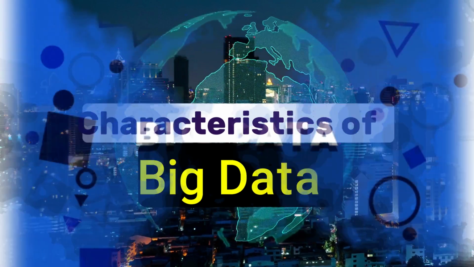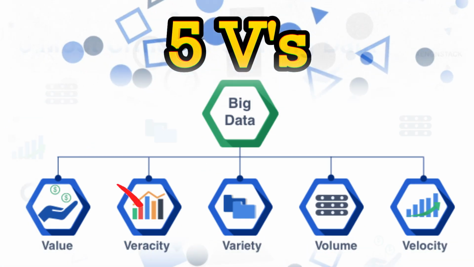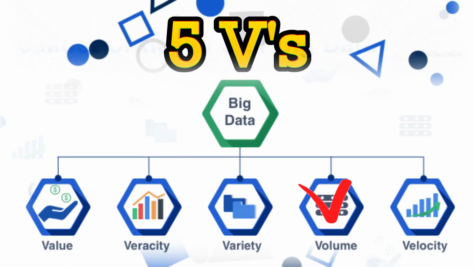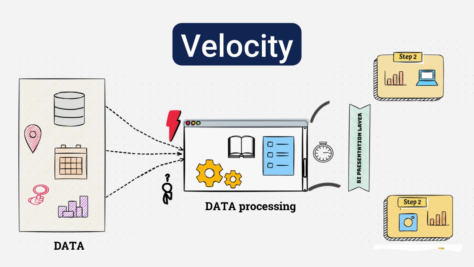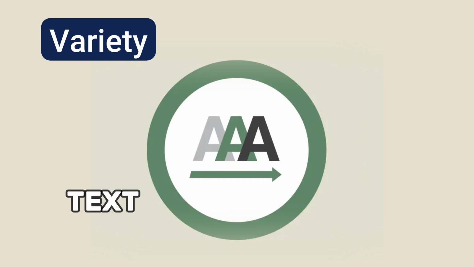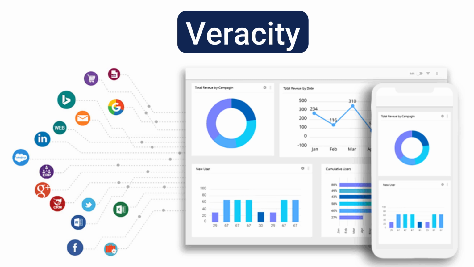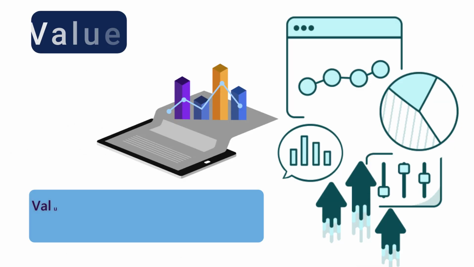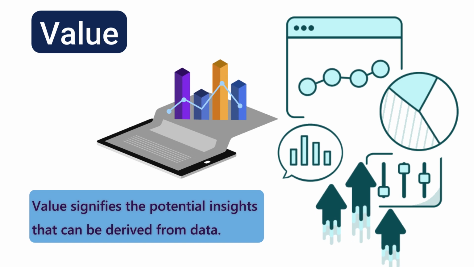Characteristics of big data. Big data is characterized by the 5 V's: value, veracity, variety, volume, and velocity. Volume is about the massive amount of data. Velocity refers to the speed at which data is generated and processed. Variety indicates the different types of data, from text to images to videos. Veracity represents the uncertainty of data quality. And finally, value signifies the potential insights that can be derived from data.